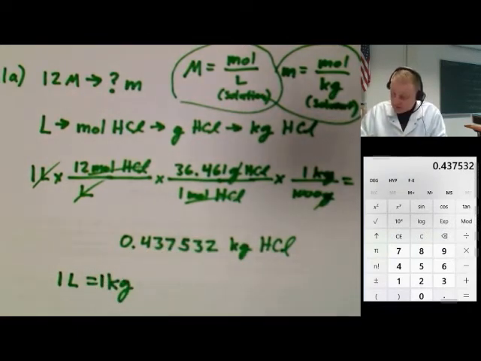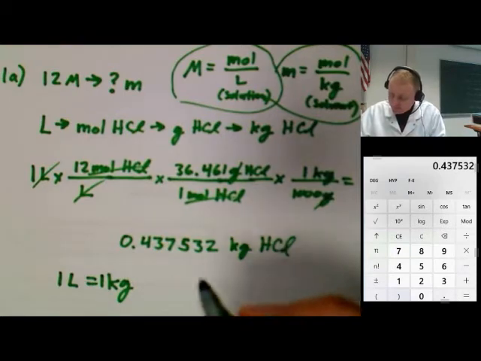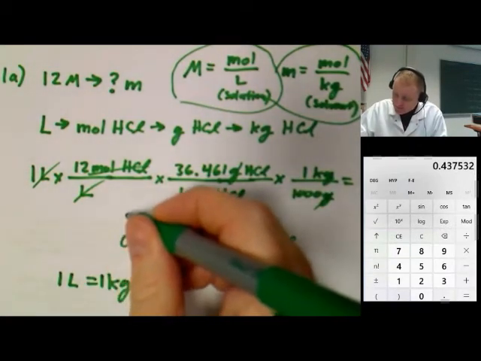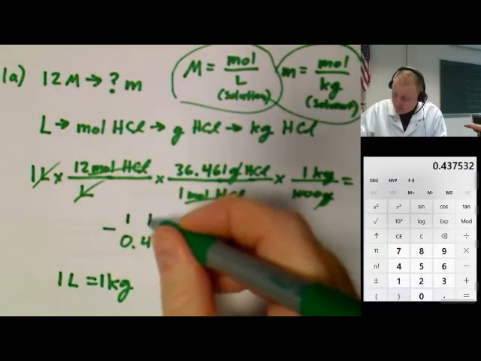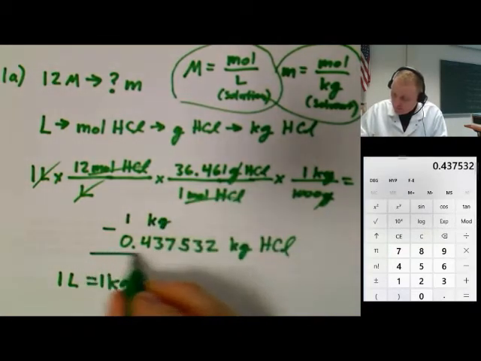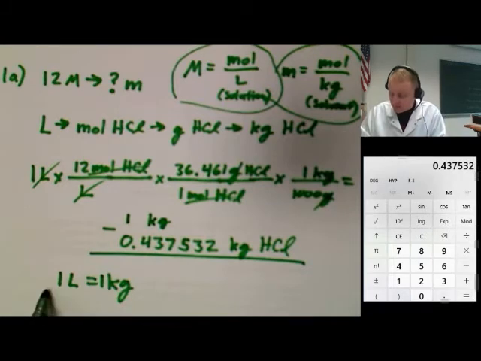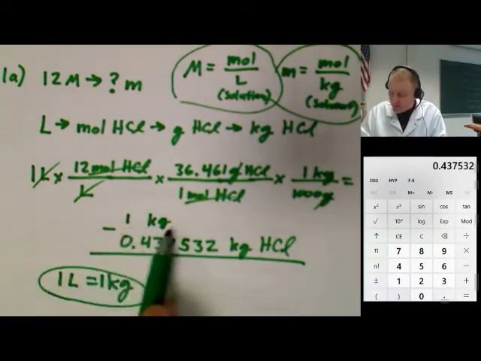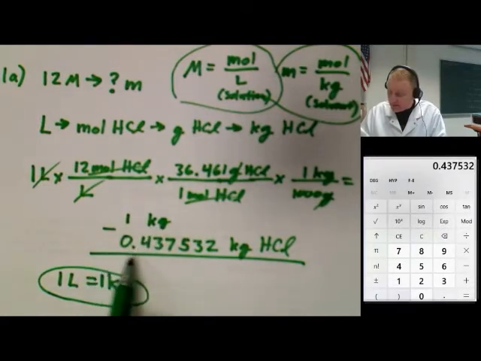So our solution is, if we have 1 liter, that's the same as 1 kilogram. So if I said 1 kilogram minus this number here, that's a constant here. So that's our whole solution. That 1 liter should be about a kilogram, and I'm going to subtract all the hydrogen chloride from it.